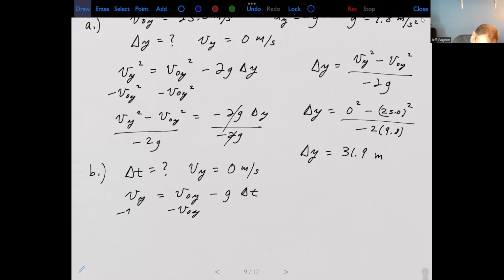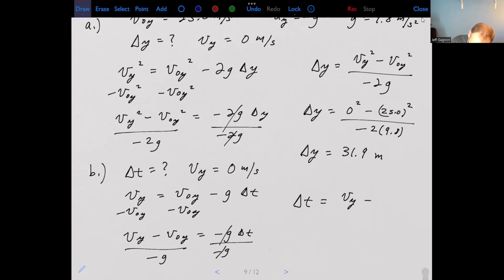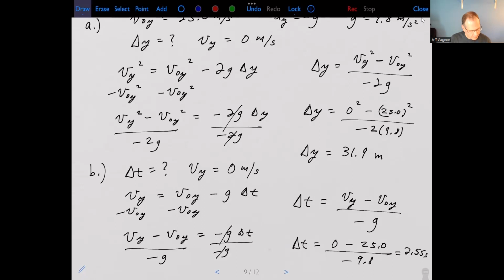So subtract V naught y from both sides. So I'm going to get Vy minus V naught y is equal to minus g delta t. And then divide by minus g. So I'll finish it over here. So I have delta t is equal to Vy minus V naught y divided by minus g. And if I plug in, I'm going to have 0 minus 25 divided by negative 9.8. And that gives me 2.55 seconds. Okay, so 2.55 seconds.